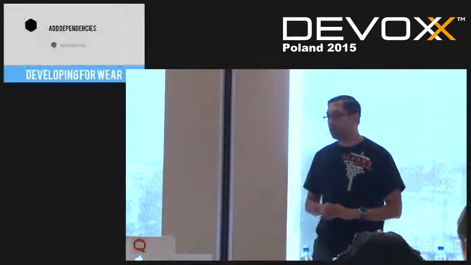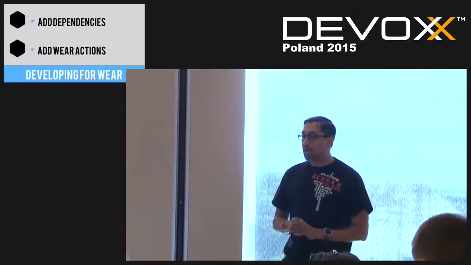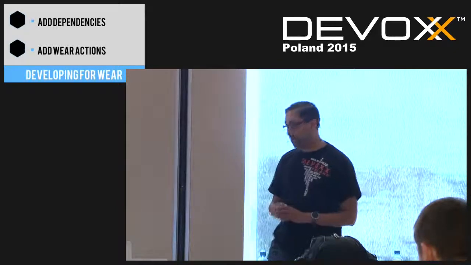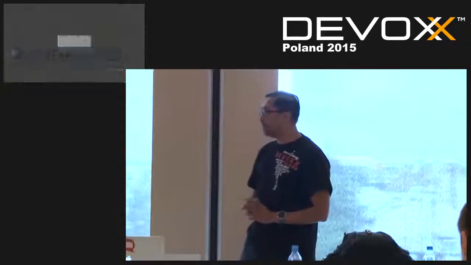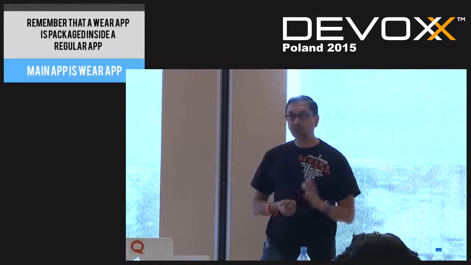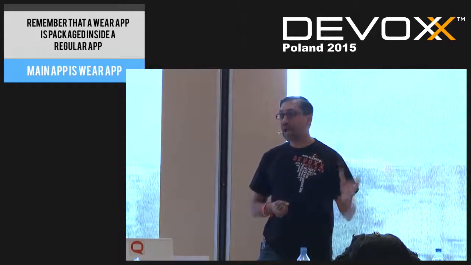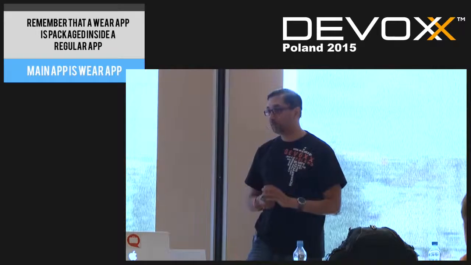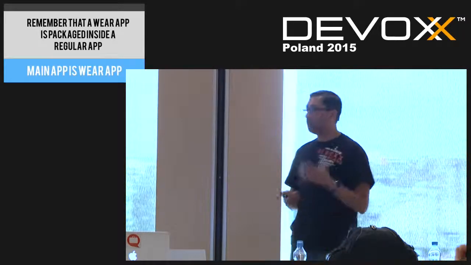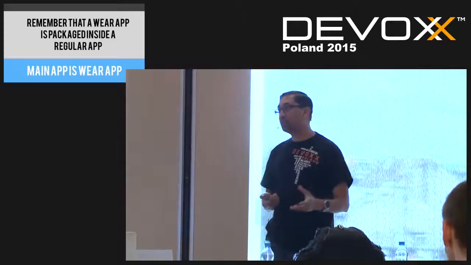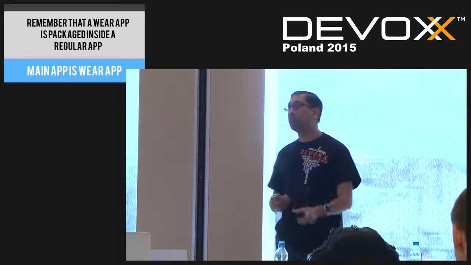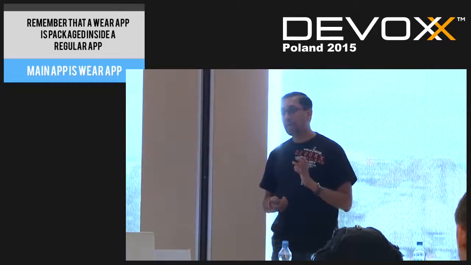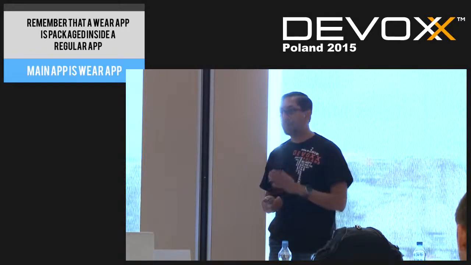All right, so let's get into developing for Android Wear. There are two basic steps: you add some dependencies and you add some Wear actions. The dependencies are all encapsulated, especially if you're using Android Studio. They're all encapsulated and prepared for you when you add a wearable module to your existing Android phone application project. Okay? And again, it's just packaged inside of a regular app, but it has its own AndroidManifest.xml. It'll have its own resources, everything like that, and it's specifically denoted.